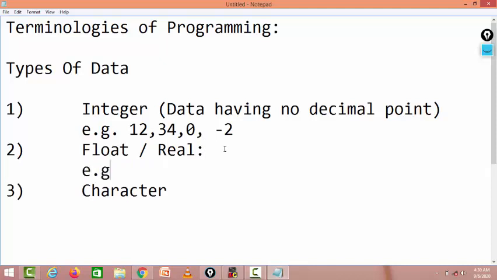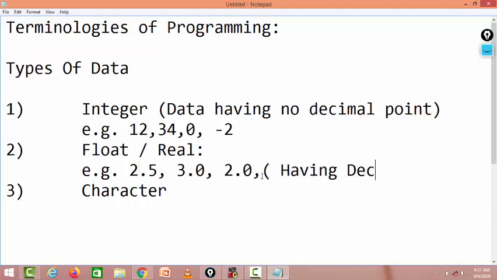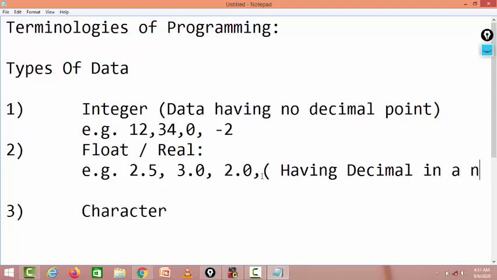Moving towards the second type, that is the float data. If you take examples of this, for example 2.5, 3.0, these are all examples of float data that have the mantissa part in the number. This is the integer part, and 0.5 is the mantissa part. Or in simple terms, having a decimal in a number is known as float data.